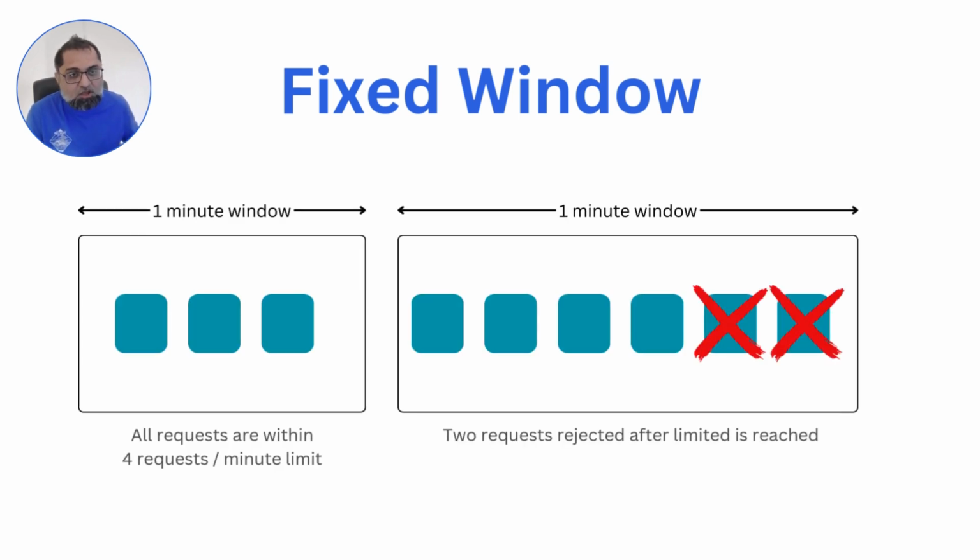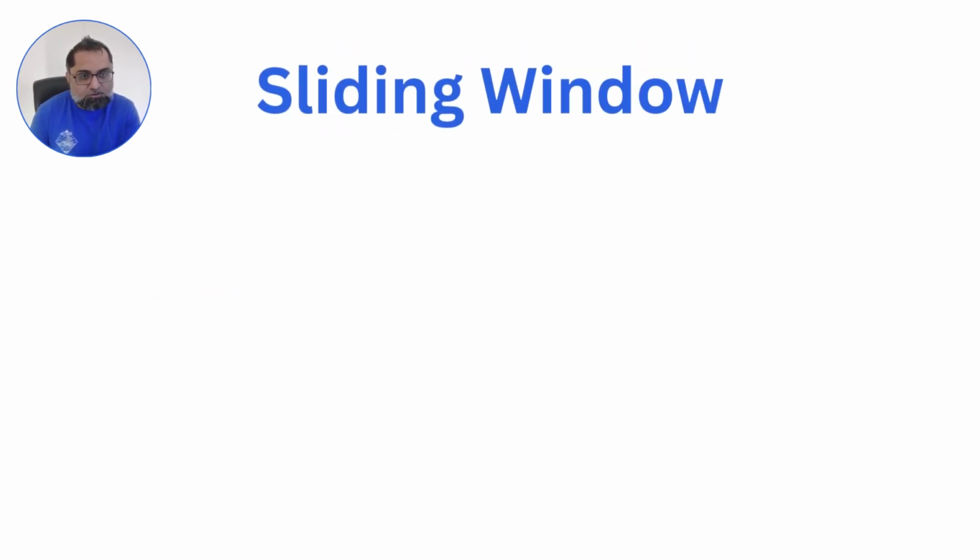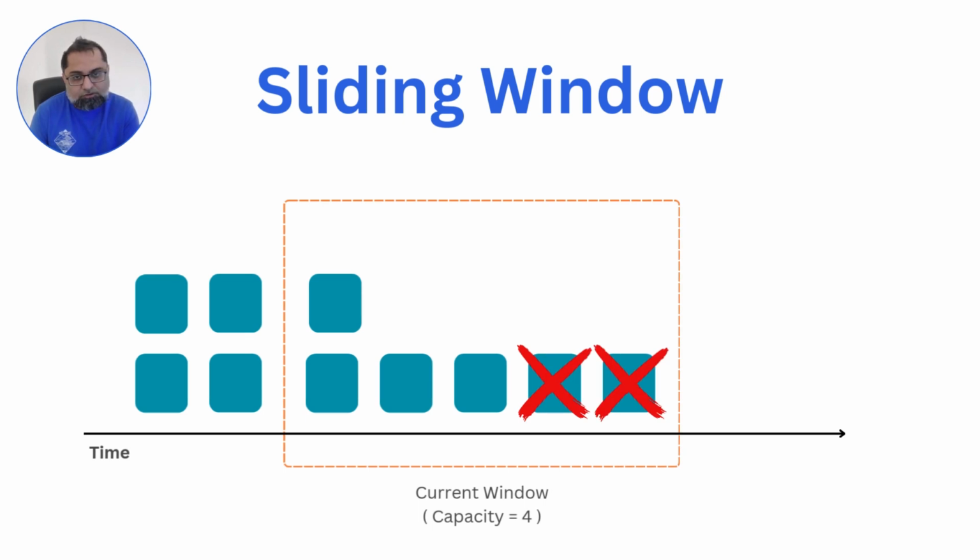Different algorithms are used to enforce rate limits. One simple method is the fixed window algorithm, which tracks requests in fixed time blocks. If you allow 100 requests per minute and a user reaches that limit, they're blocked until the next minute starts. The downside is that users can send all 100 requests at the last second of the window, causing sudden traffic spikes. A better alternative is the sliding window algorithm, which smooths out request flow by continuously tracking requests over a rolling time frame.